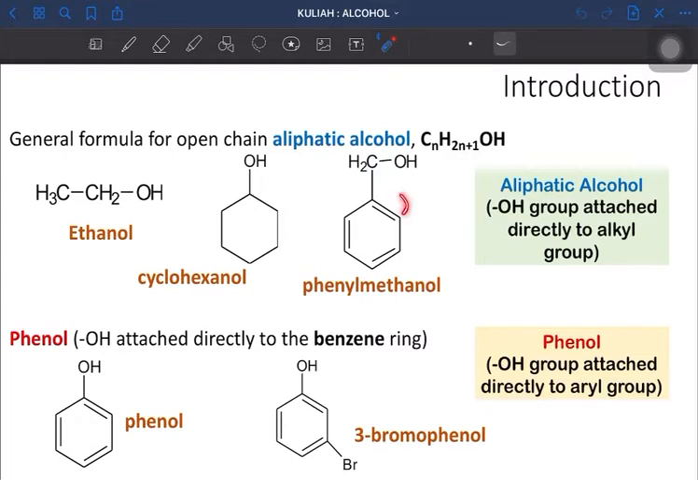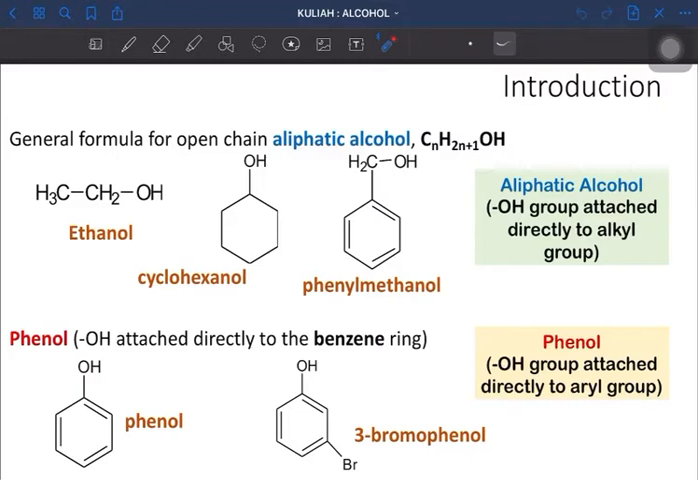And then we have this benzene ring attached with CH2OH. So this is phenylmethanol because the parent chain is the one with the important functional group attached to the alkyl group. So this has 1 carbon, so this is methanol. Okay, and there is 1 phenyl group attached to the methanol, so this is phenylmethanol. Okay, so this is for the aliphatic alcohol.